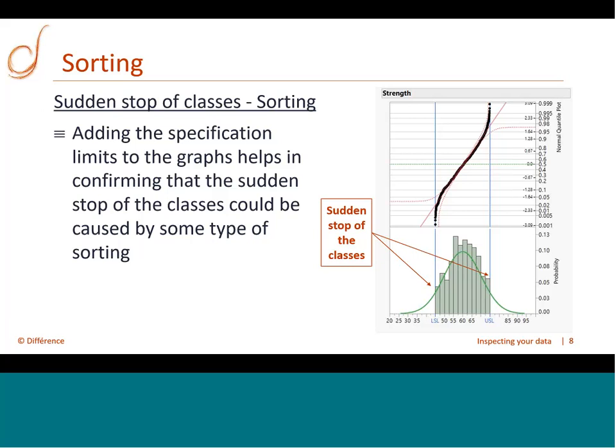Or it could be an indication that, for example, your data set only contains data from good products. For some reason, the products that were outside of spec are not included in your data set. However, the thing is, it could be interesting to ask questions to better understand what is happening.